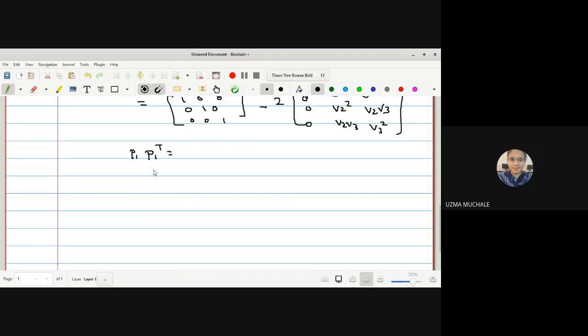Now, whatever definition of orthogonal matrix we take, here what is P1? We are provided it is I minus 2 V V transpose, and here is I minus 2 V V transpose, its transpose. And after solving it, what I will get is I minus 2 V V transpose. Now what will be the resultant of this? How to operate this transpose?